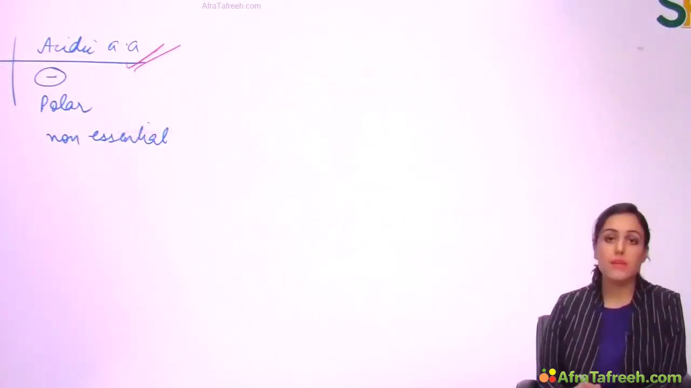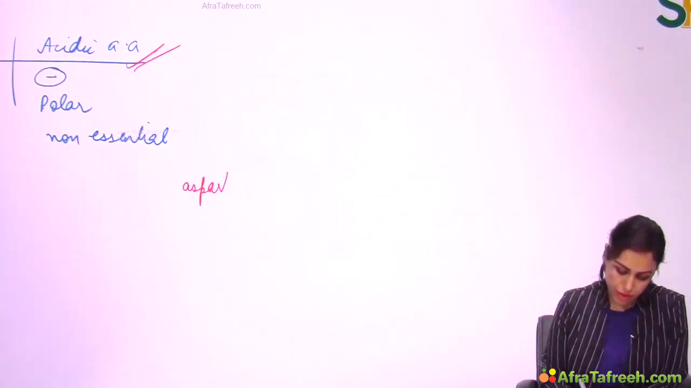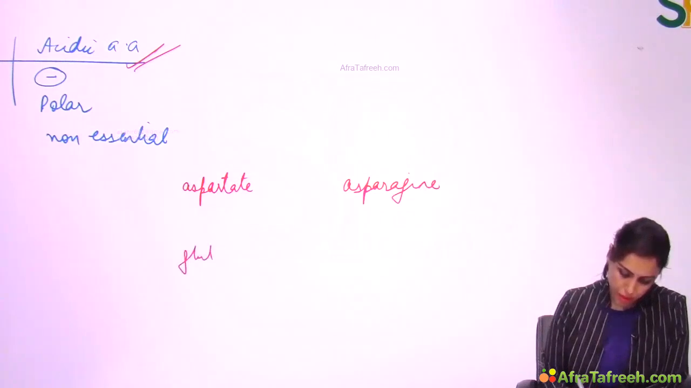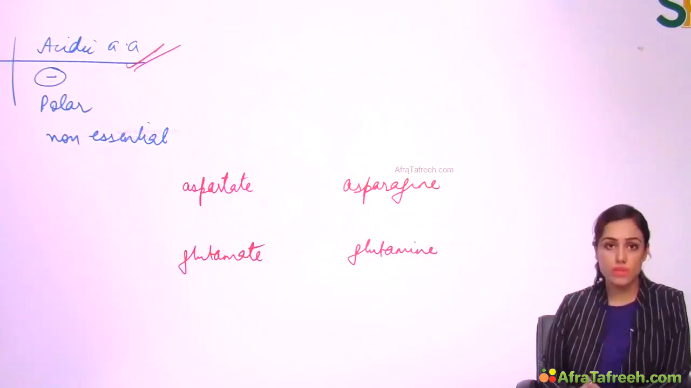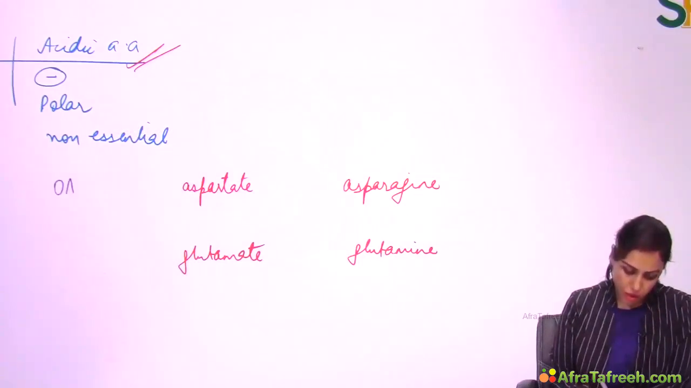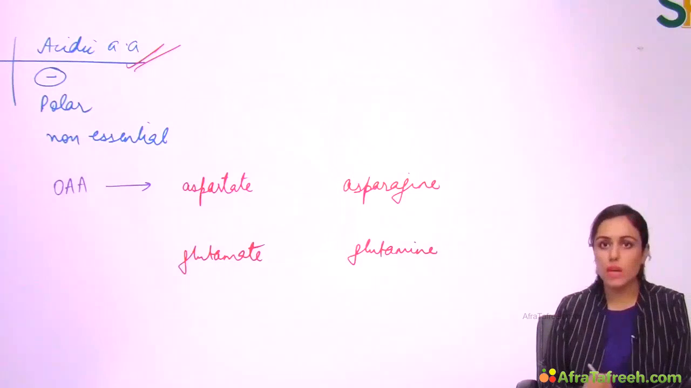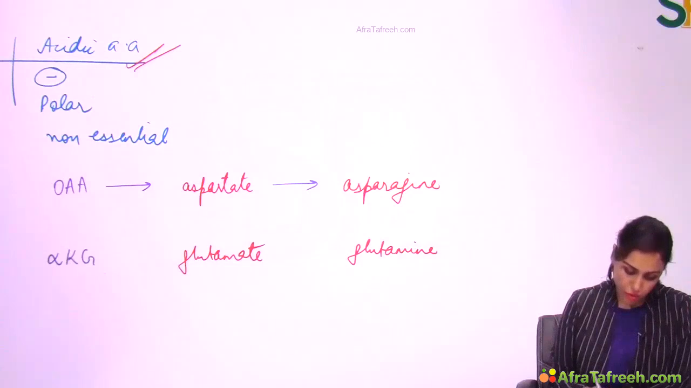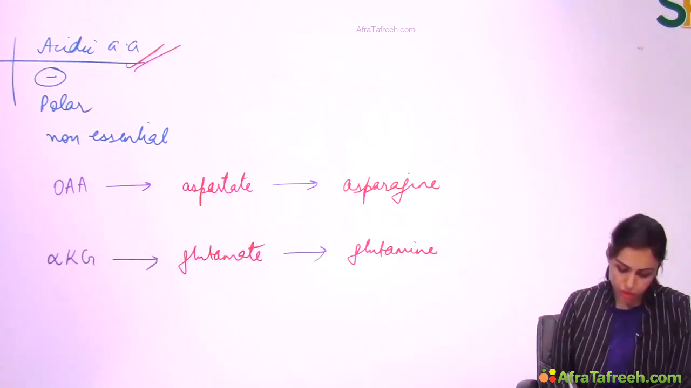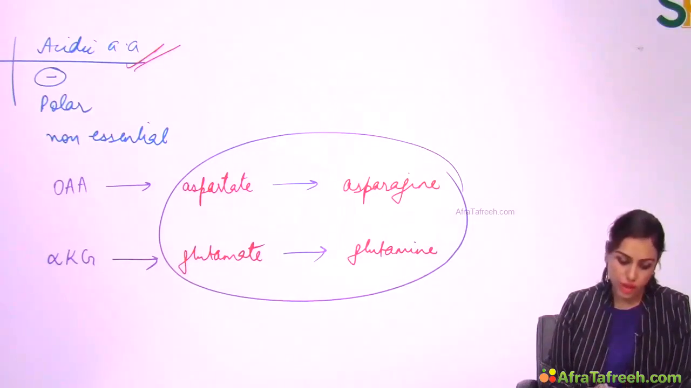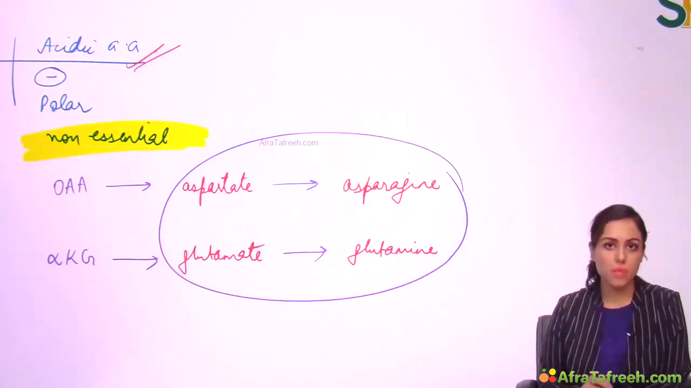Then acidic amino acid category examples are aspartate, asparagine, glutamate, and glutamine. All these amino acids can be synthesized in body from TCA intermediates. I told you in TCA cycle, OAA is the short form of oxaloacetate. Oxaloacetate can form aspartate, can form asparagine. Alpha ketoglutarate, an intermediate of TCA cycle, can form glutamate, which can form glutamine. So all these 4 amino acids can be synthesized in body. So we will say that all are non-essential. They can be synthesized in body, right?